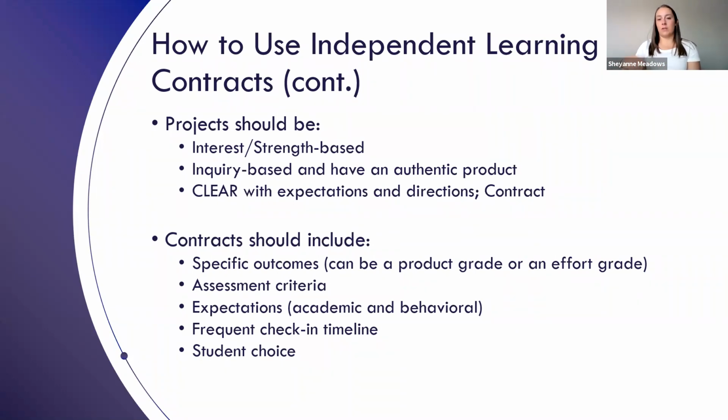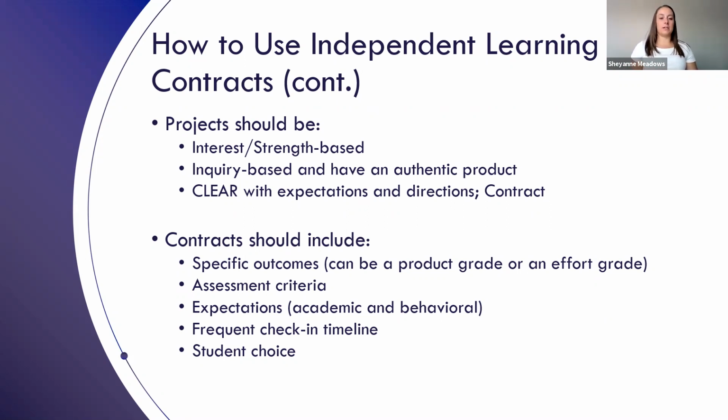Additionally, it should be inquiry-based and have an authentic product. For example, in science, if you are learning about geology and those students have already mastered that content, they can do an inquiry-based project, maybe about the different kinds of rocks in Nebraska. I'm not a science teacher, but something inquiry-based with an authentic product, which usually means some kind of a report or product that they can share not only with their teacher, but with other adults in the community or their class. And again, it's really important to be clear with the expectations and directions so the students know exactly what is expected of them when they are working on their project. This leads to specific outcomes.